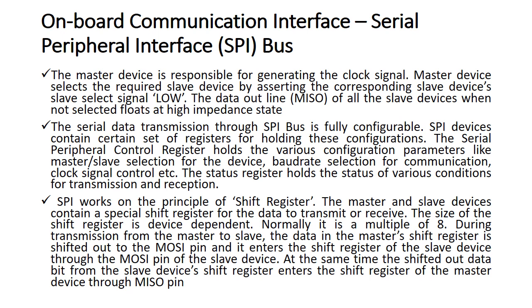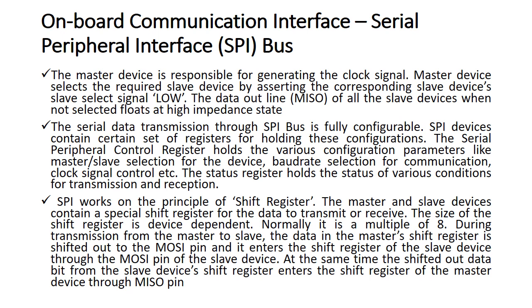Now we will see how data communication takes place in the serial peripheral interface, that is the SPI bus. The master device is responsible for generating the clock signal. The master device selects the required slave device by asserting the corresponding slave device's slave select signal low. The data line MISO of all the slave devices, when not selected, floats at high impedance state. The serial data transmission through the SPI bus is fully configurable. SPI devices contain a certain set of registers for holding these configurations.